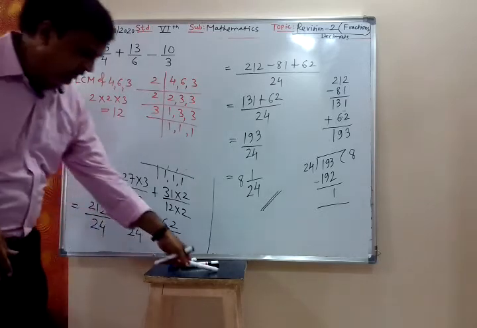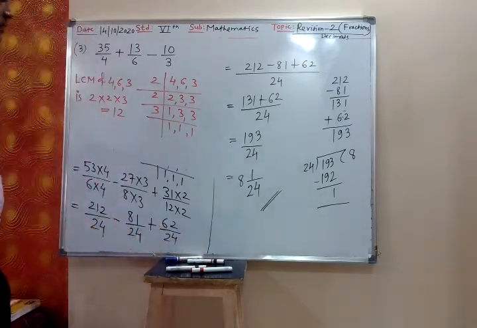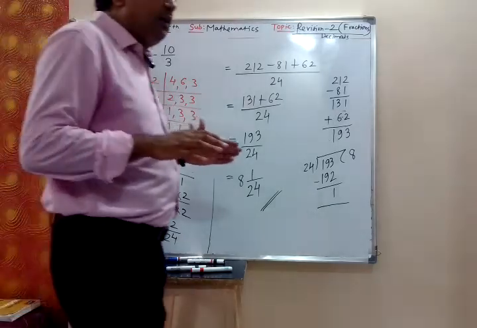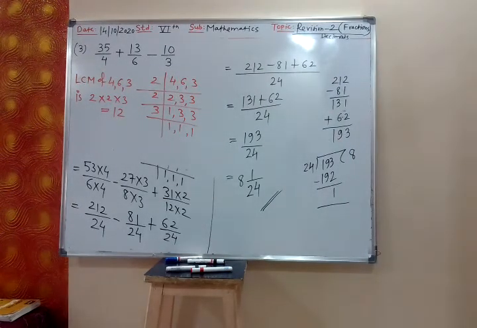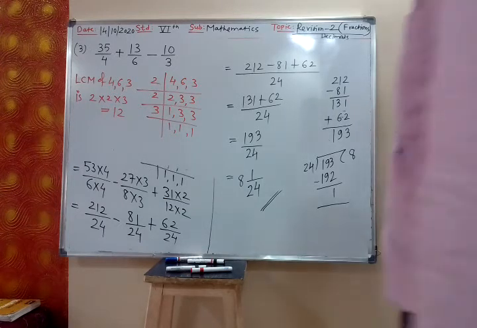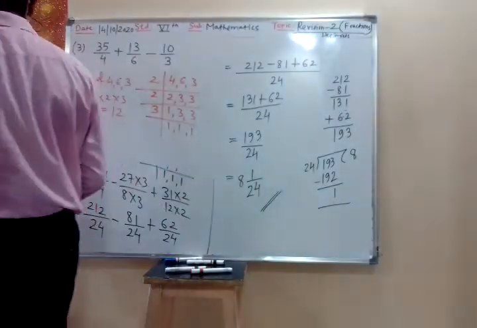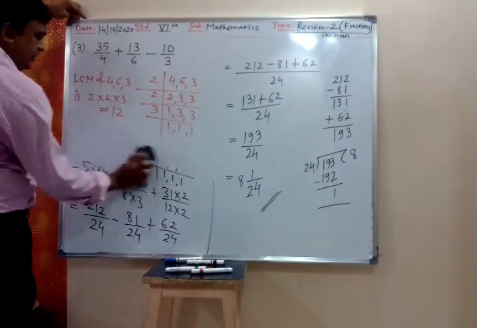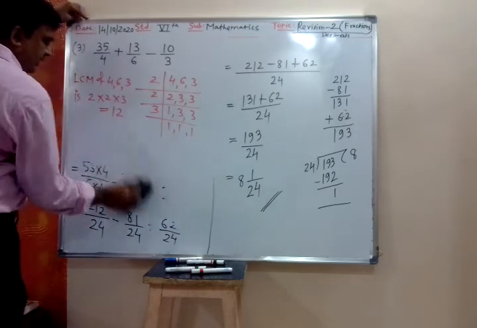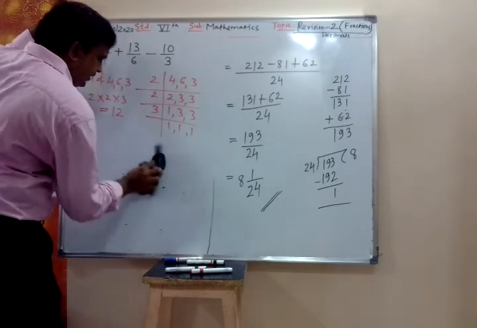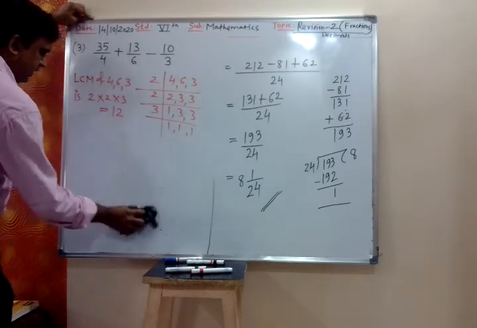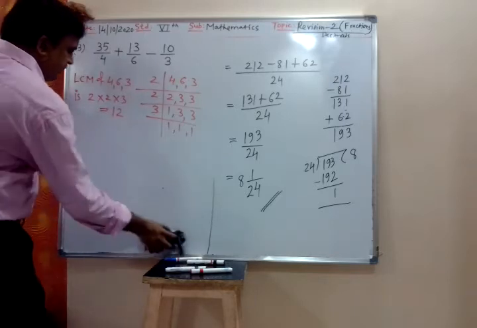Now start solving further. Chalo, all of you start solving, and let me see after completing. The LCM of 4, 6, 3 is 12. Now we convert the denominator of each fraction to 12. Mute the microphone.